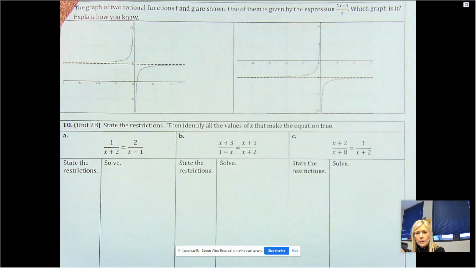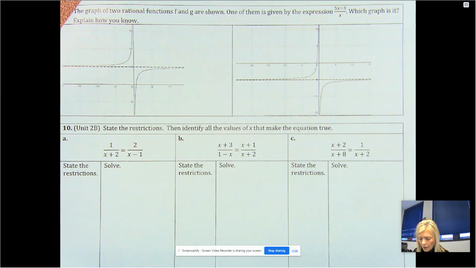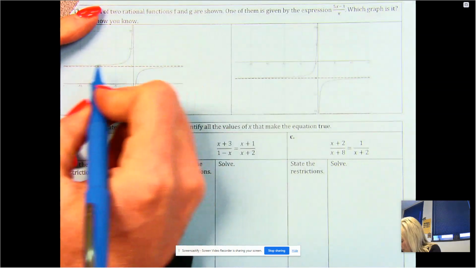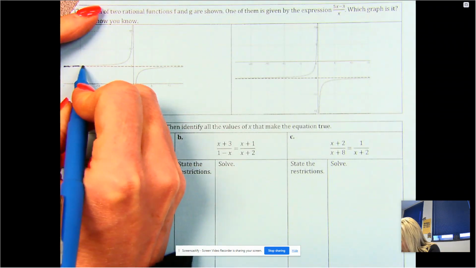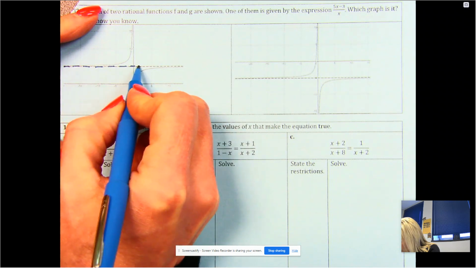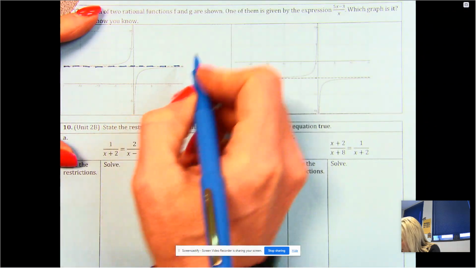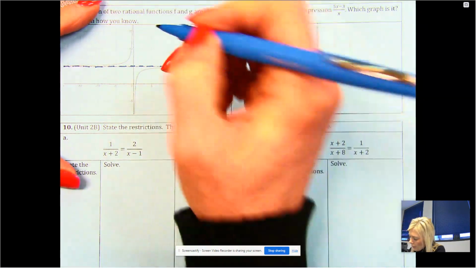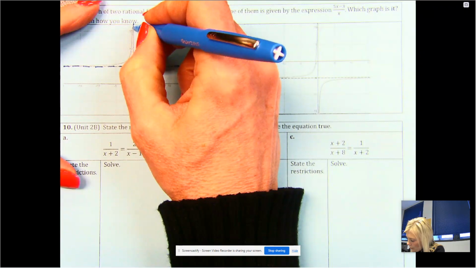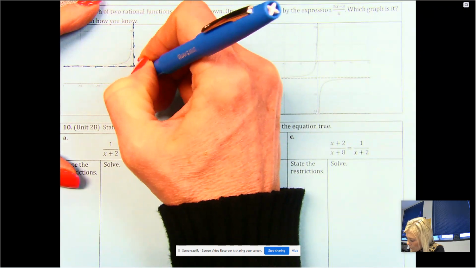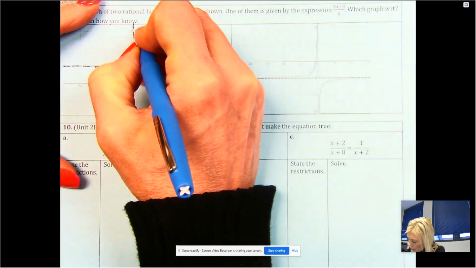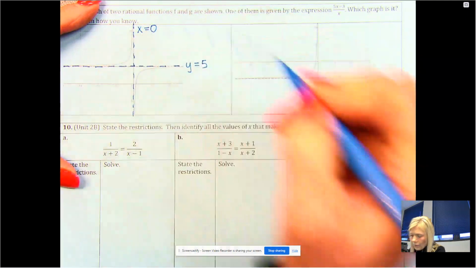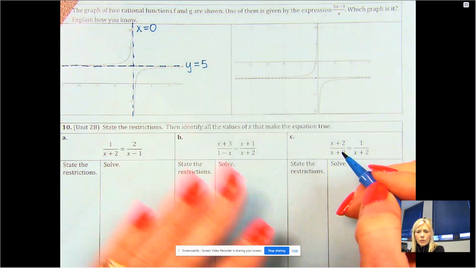And so before getting to that, I just want to talk about, well, what are the asymptotes of this graph? So I can clearly see this graph has a horizontal asymptote. It's going this way through 5 on the y-axis. So this is y equals 5. And then this one is just the x equals 0. Okay, so those are the asymptotes for that function.